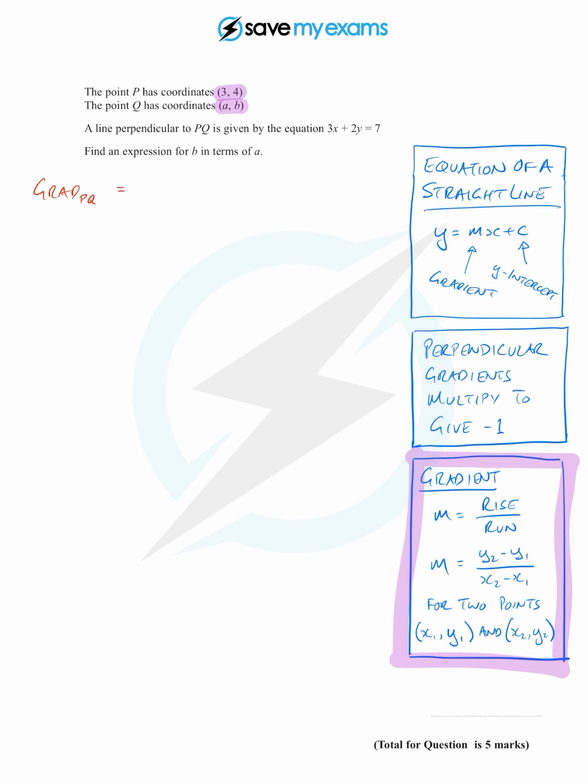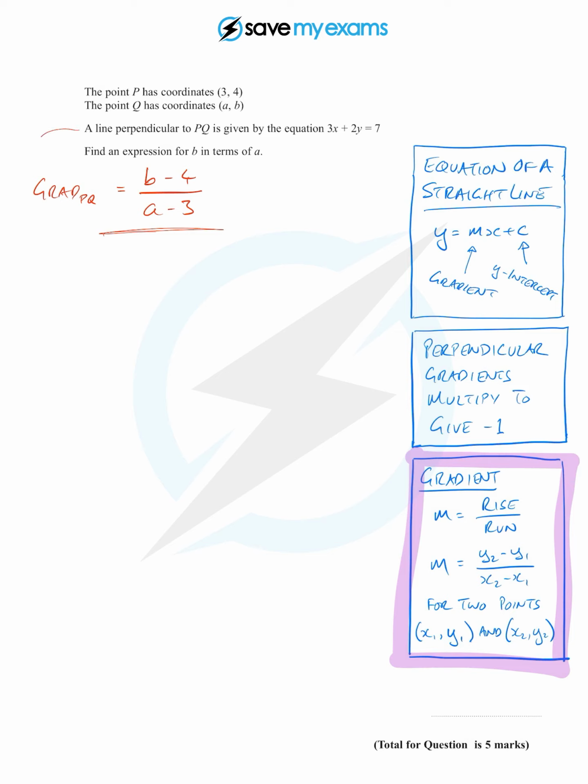So let's do that. y2 minus y1: these are the y coordinates, so the second one minus the first one is b minus 4. Then we do the same for the x coordinates, a minus 3 on the bottom, and that is the gradient of PQ, which we'll use in a minute. Okay, let's leave that there. Now let's find the other gradient.